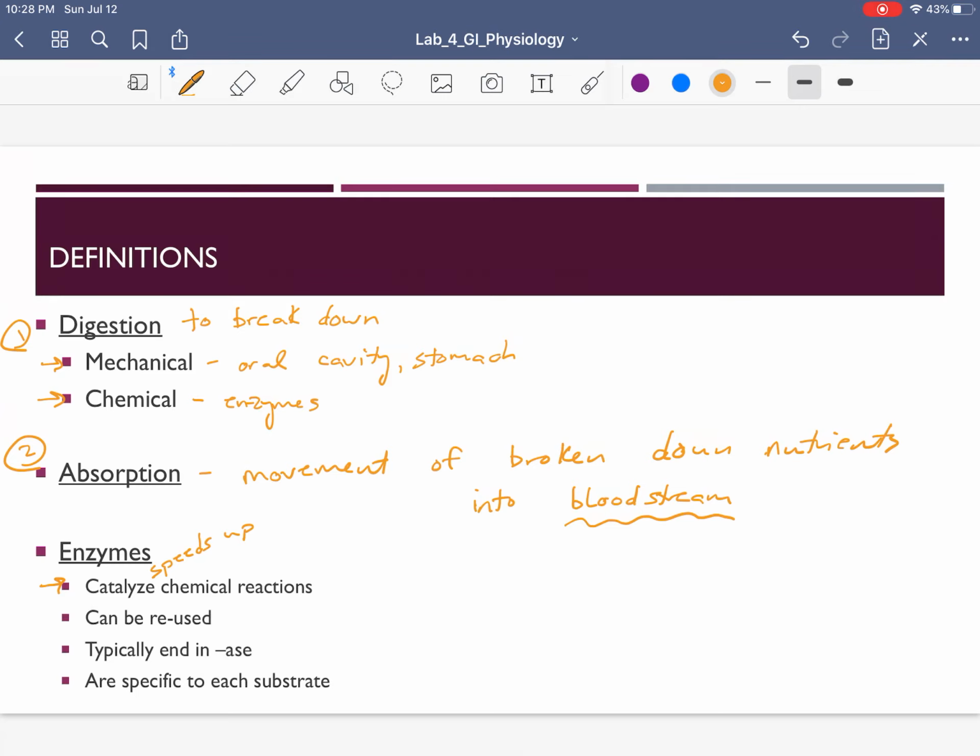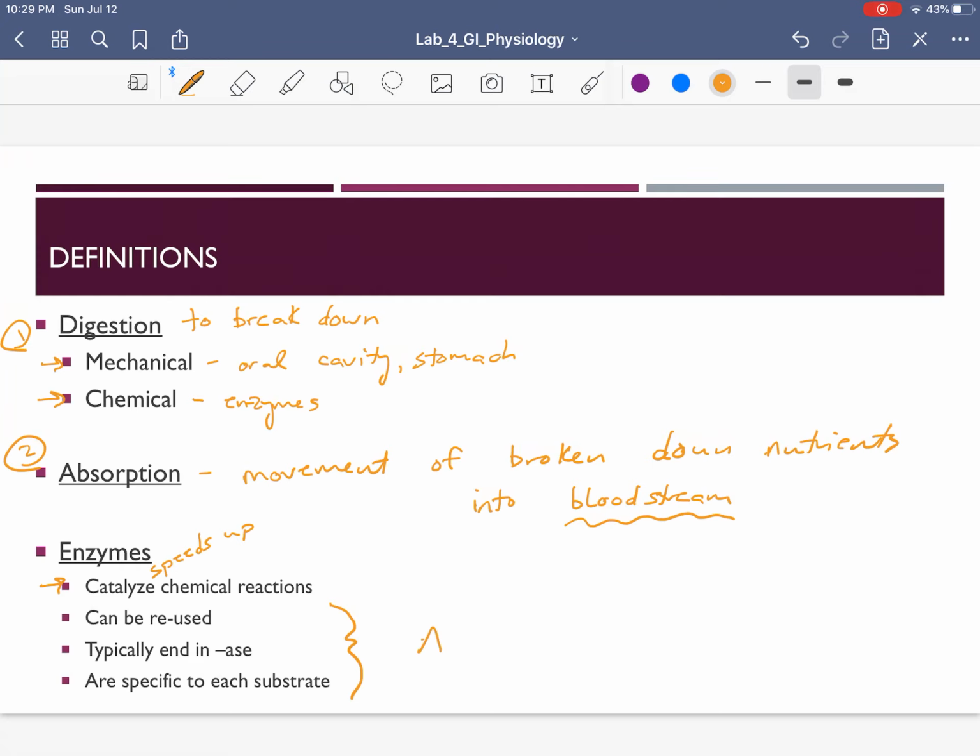Then we have some characteristics of these enzymes. Enzymes can be reused, which is a great thing. So amylase can enter a chemical reaction, help speed it up, and then be released. And then we can reuse amylase again to speed up another chemical reaction. So it's very efficient. Typically, the name of enzymes ends in the suffix ase.